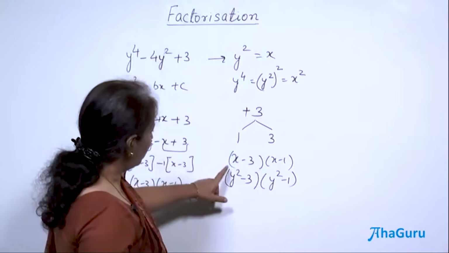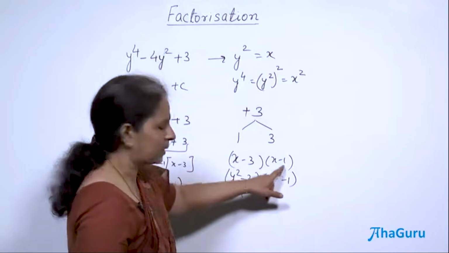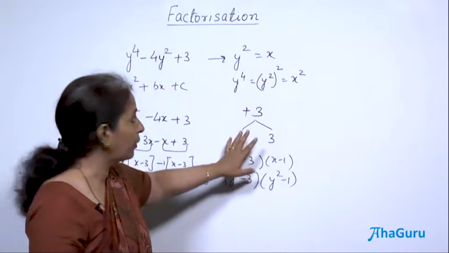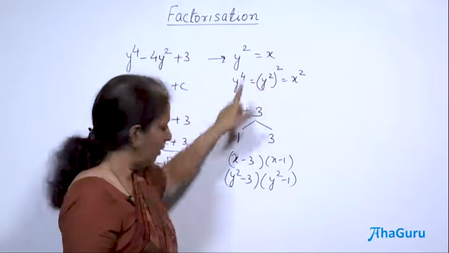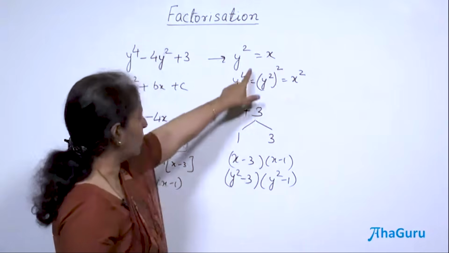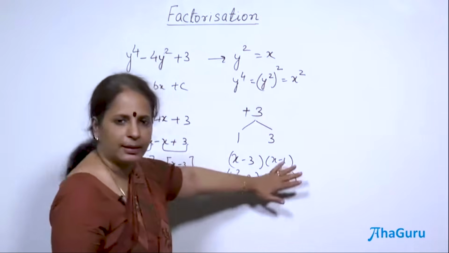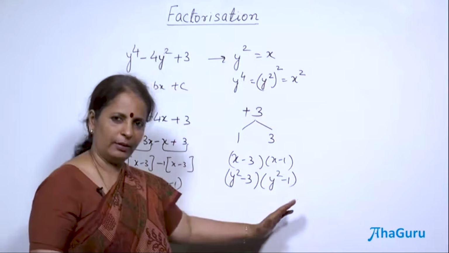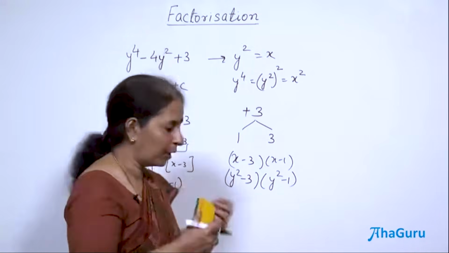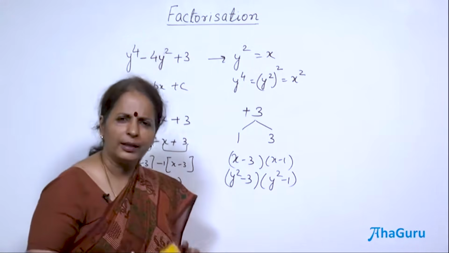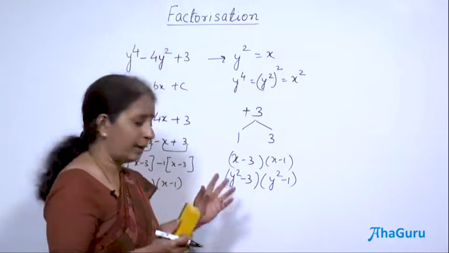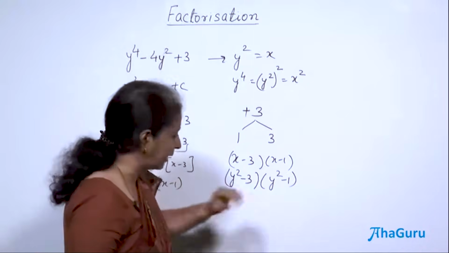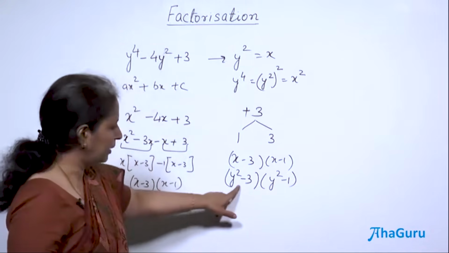So, instead of writing the final answer as x minus 3 and x minus 1, which is not the correct way of writing, because that has been our assumption, instead of x I have written y square, because that is what I have taken. So I feel my answer is correct. Can I leave it here? Do I have to put a little more attention to see where something else can be done? Is anything else more factorized? I don't think this can be factorized.